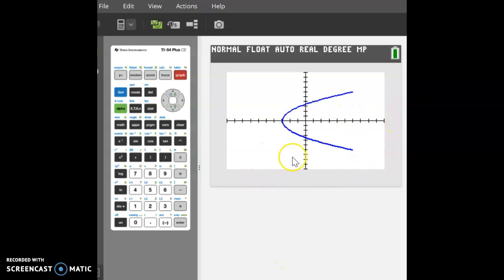If you go and look at your table of values, you will notice that our value here is at 6, -6. This value here is at 6, 6. And then if you plot all your points, we do want you to graph it by hand as well.